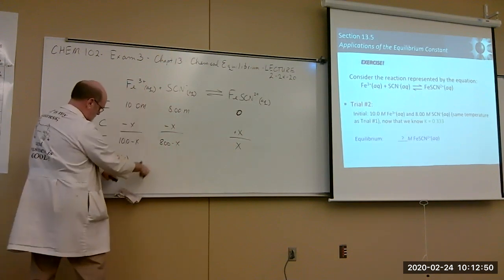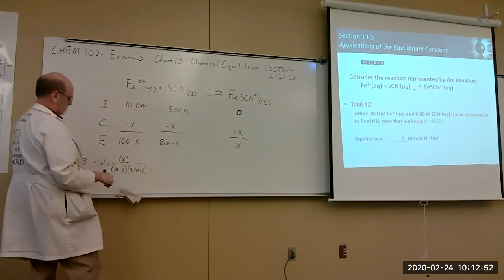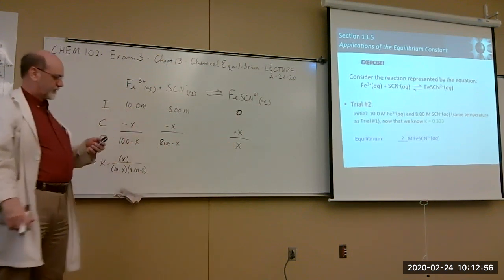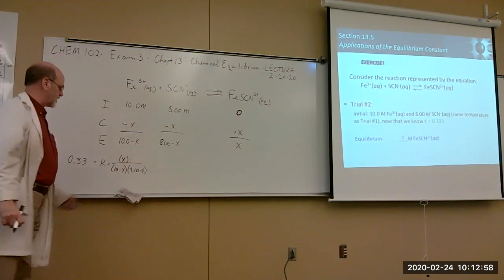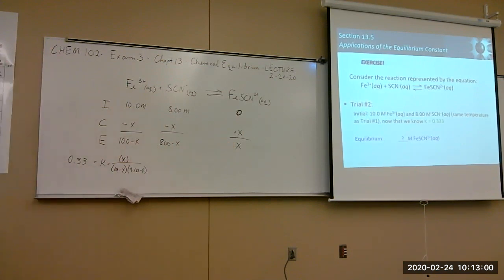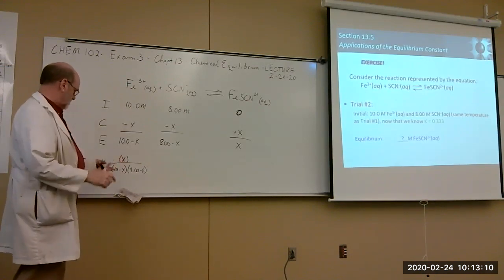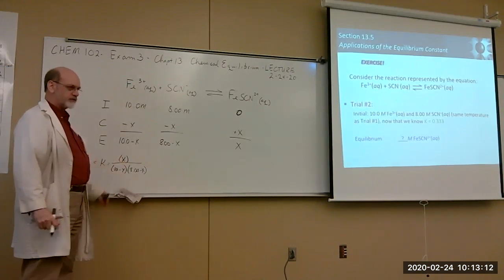There's our x's. And they're all to the first power. So now we can solve for x. Anybody see a problem with that expression? Solving for x? Yeah, what's going to happen when we multiply those together?